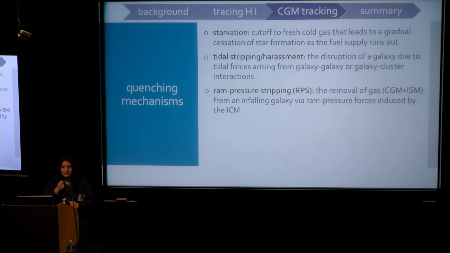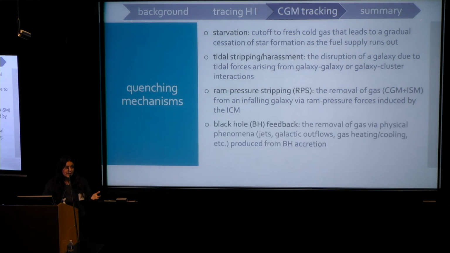So I like to think of a dandelion. If you blow on a dandelion, you're applying a ram pressure force that's pulling those seeds away from it. In the same way, as a galaxy moves through the intracluster medium, that gas is pulled away by the ram pressure force of the ICM. There's also black hole feedback, which is a very general term, which refers to different physical phenomena that can contribute to quenching in a galaxy.